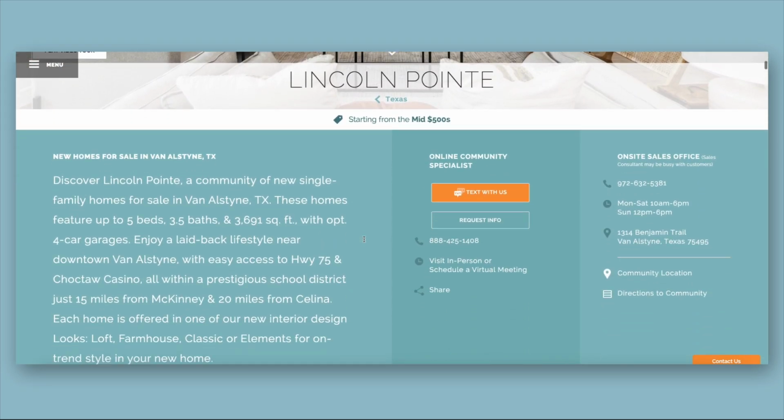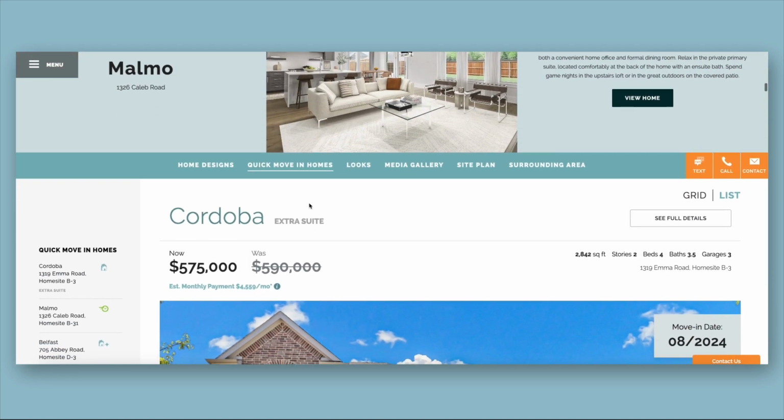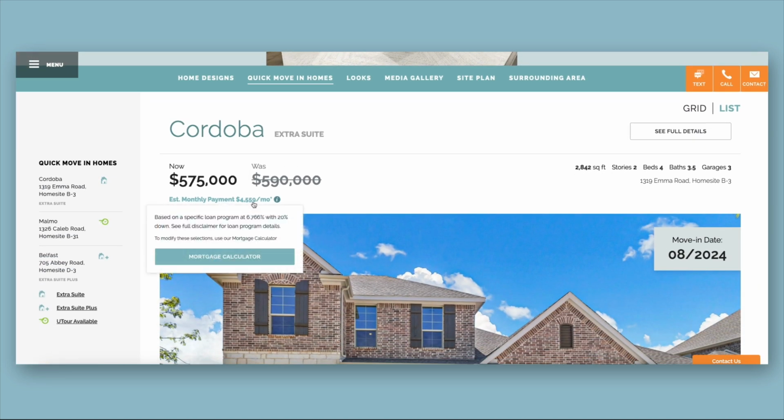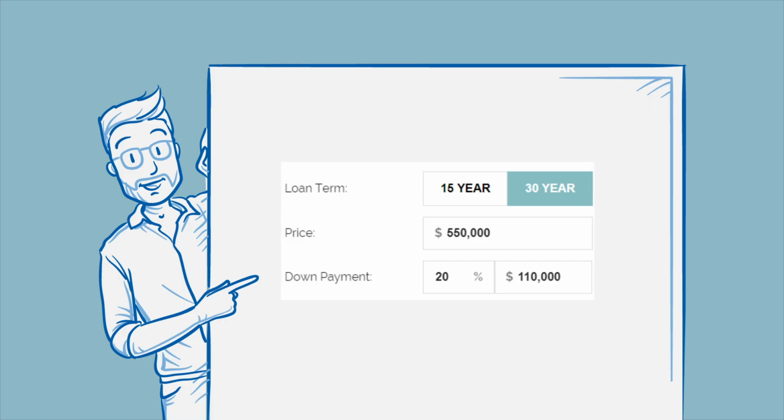Our mortgage calculator is available at every community and is pre-populated with the price, a down payment, and interest rate, along with home insurance, HOA fees, if any, and property taxes. For this example, we're going to make the home price $550,000 and use a standard conventional down payment of 20% over a 30-year mortgage period.